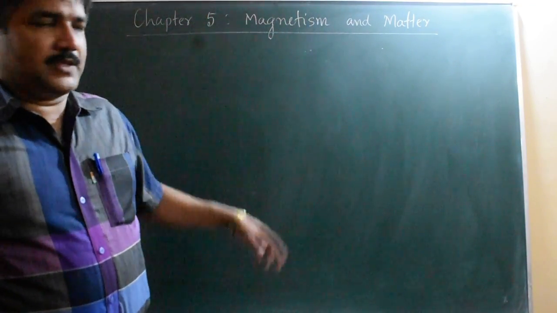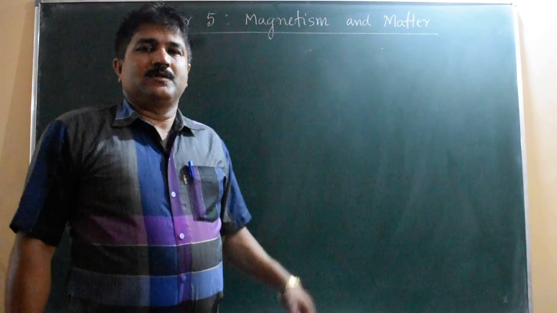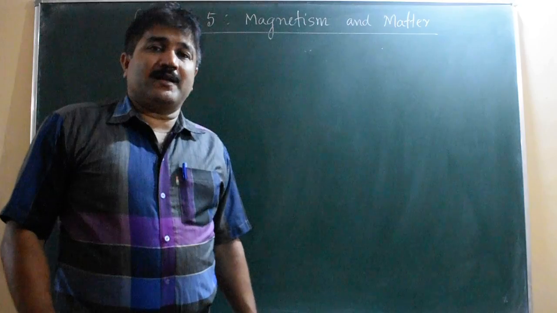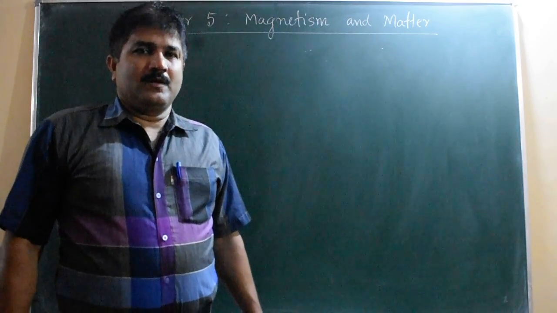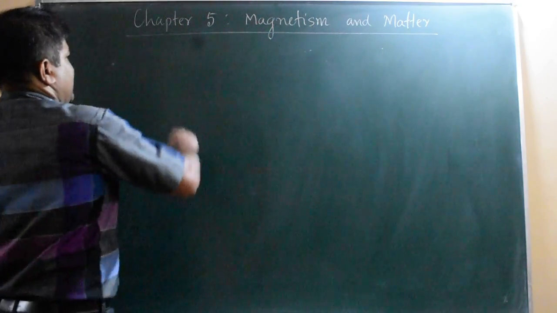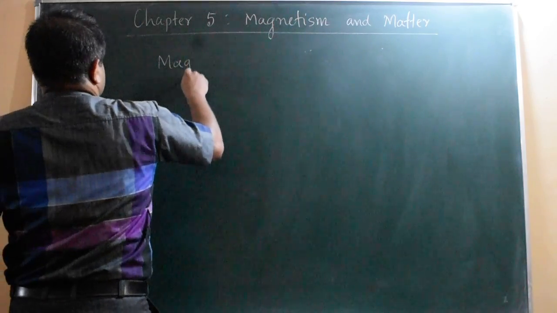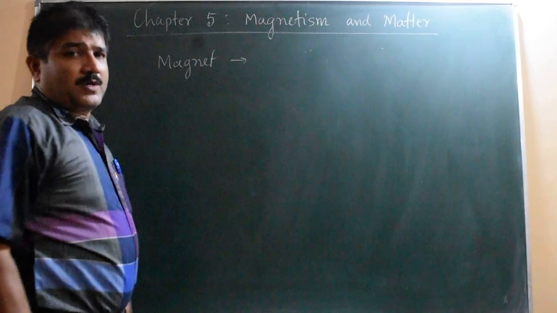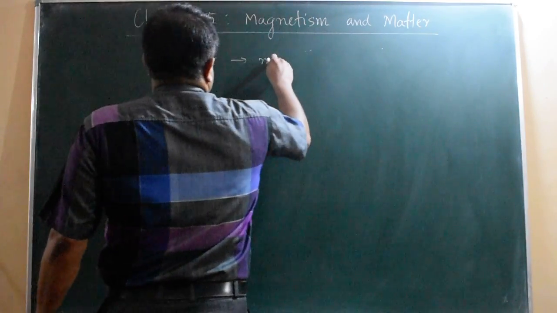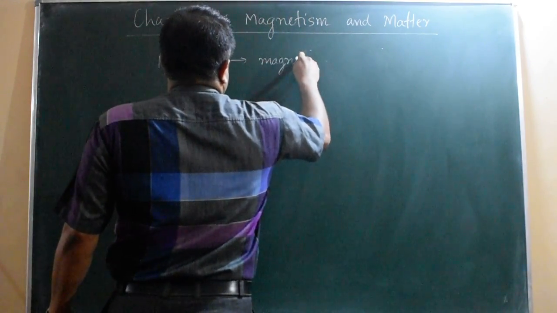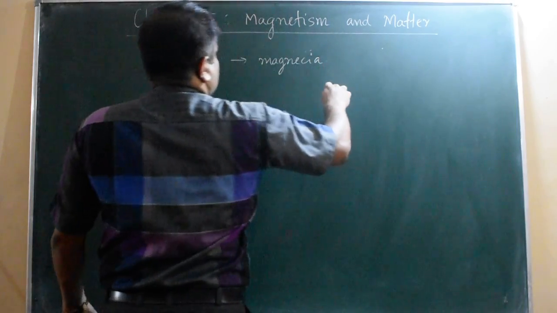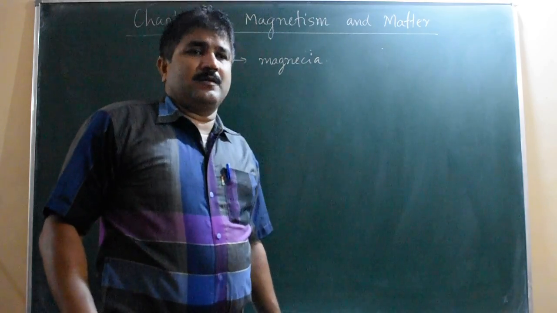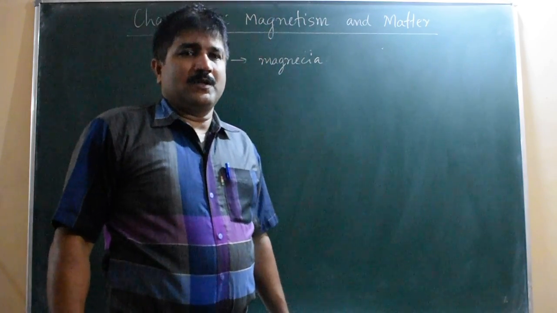Dear students, today I am going to discuss the fifth chapter in first book, that is Magnetism and Matter. The term magnet is derived from the word magnesia, which is an island where magnetic ore was found.